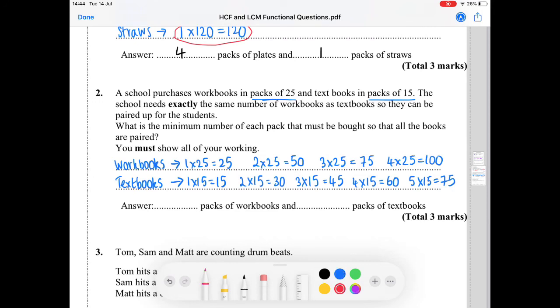And look, we've got a match because we've got 3 lots of workbooks and 5 lots of textbooks. And we haven't got a match before that, so that's going to be our lowest common multiple. Okay, so our answer is going to be 3 packs of workbooks and 5 packs of textbooks to give us 75 of each. Okay, so they're just some examples of when we would use lowest common multiple in real life situations and real life problems.